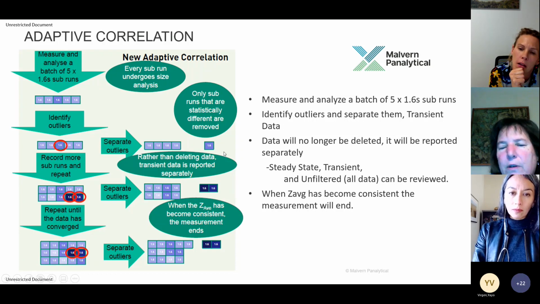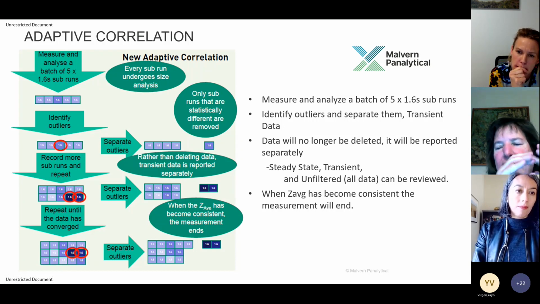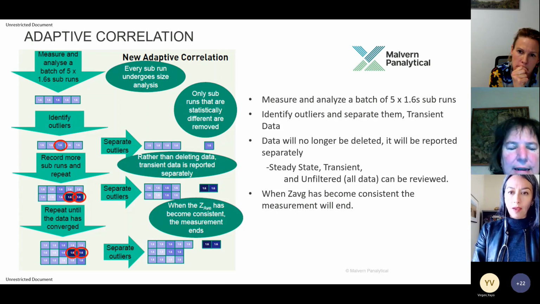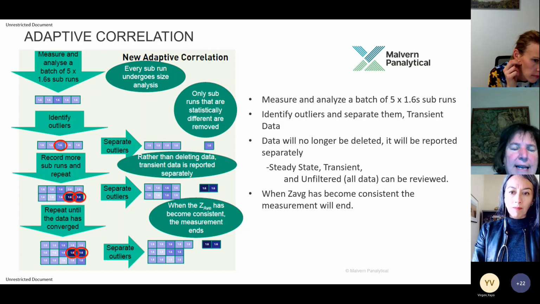And again, you are grouping the steady state data and the transient data and all the unfiltered data, and all of it can be reviewed. None of it is lost. As in the Zeta Nano, half the data was always thrown away. So now you can see all your data. Actually getting the data is twice as fast.